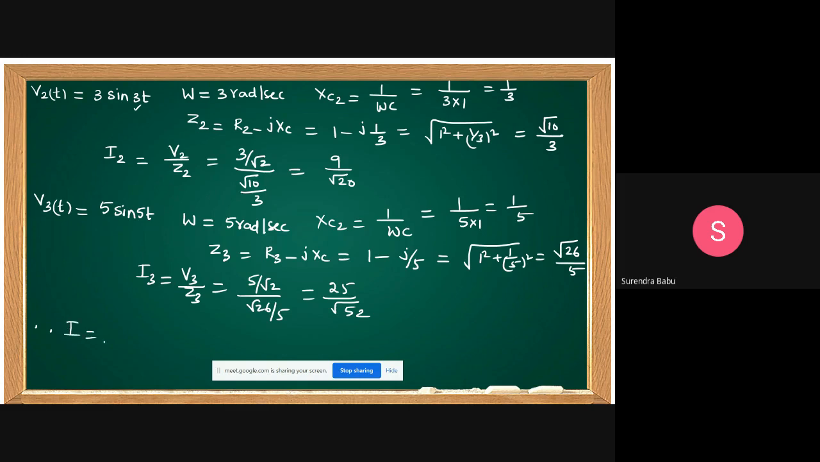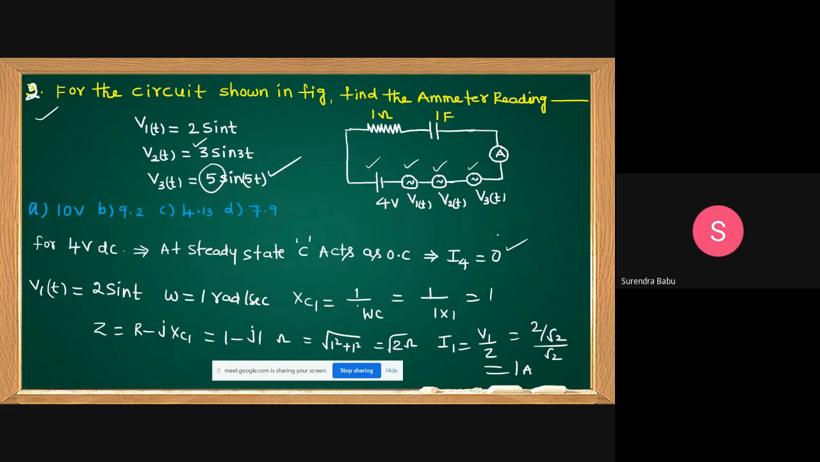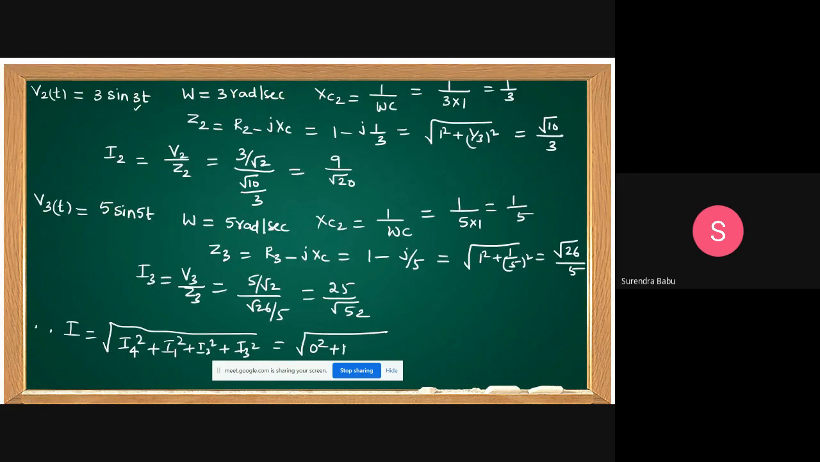Then what is the resultant current I equal to? Square root of I4 square, that is the DC value, plus I1 square plus I2 square plus I3 square, because I directly calculated the RMS values. Don't add, it is not an arithmetic sum, it is a vector sum. That is a point to remember. That's why we are taking the square root. What is I1 you got? This is 1, so 1 square plus. What is I2? 9 by root 20 whole square. What is I3? 25 by root 52 whole square.